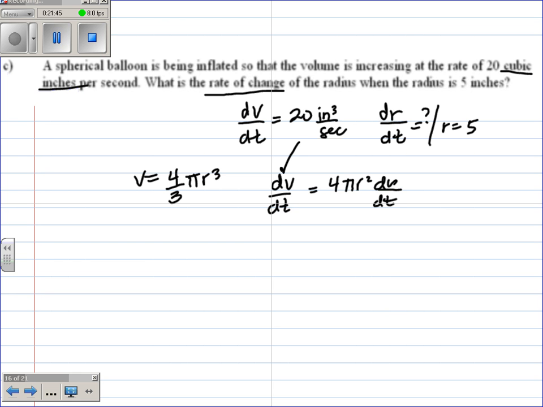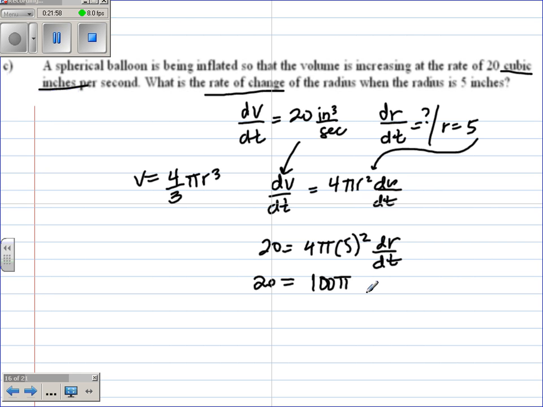So we plug in what we know, 20 equals 4 pi times your radius, 5 squared, dr dt. So 25 times 4 is 100. And so you divide by 100 pi. 20 over 100 simplifies to 1/5. So you have 1 over 5 pi. dr dt, radius would be measured in inches. So it's inches per second.